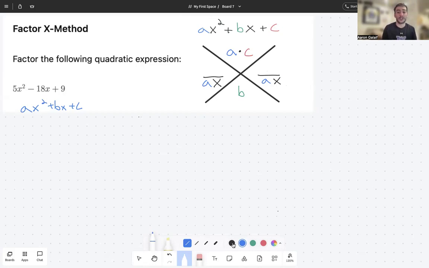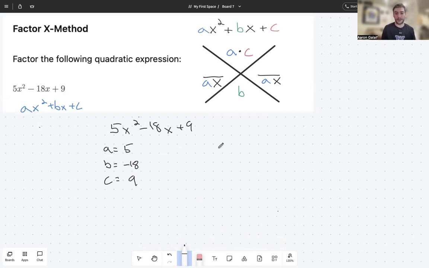All right, so this is going to be really straightforward. The first thing we're going to do is write out our problem. We have 5x squared minus 18x plus 9. Next, we're going to identify A, B, and C. A is 5, just the number. B is negative 18. C is 9. Perfect.